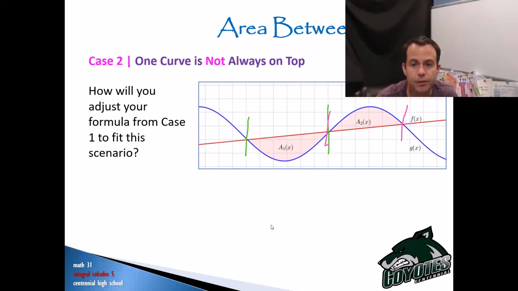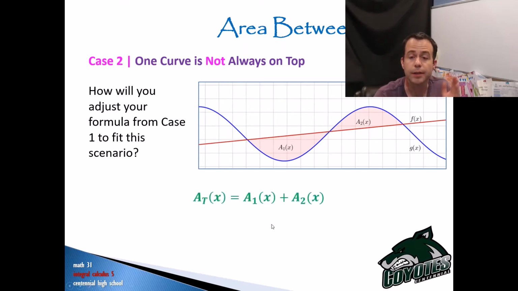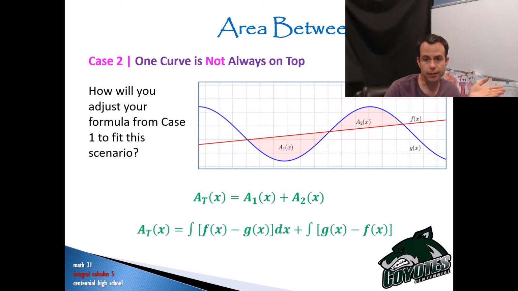Okay, so the total area will be area 1 plus area 2, where area 1 is the integral of f of x minus g of x, and area 2 is the integral of g of x minus f of x. So it's always the curve on top minus the curve on the bottom, okay?